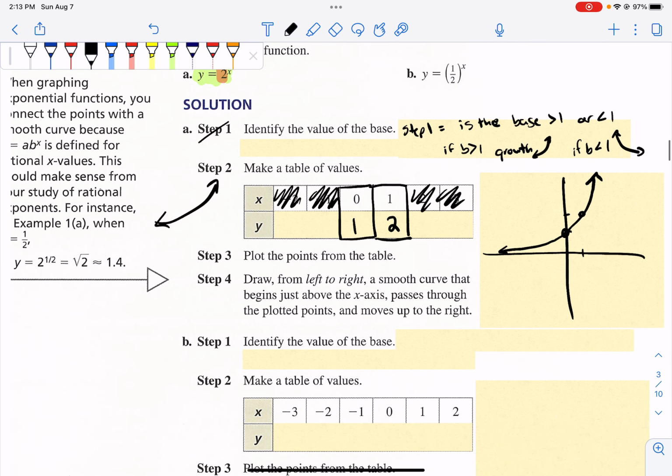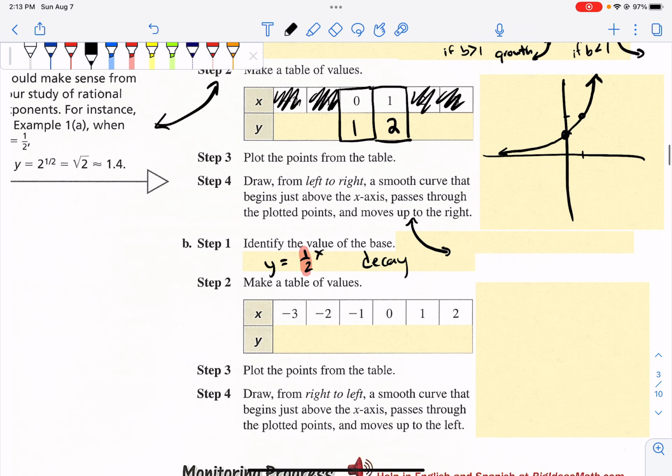Let's do B. So B said y equals (1/2)^x. Okay, step 1. Is the base greater than 1? No. My base value is less than 1. It's a half. So that means this is a decay function, which means it's going to look like this. It's going to get smaller instead of bigger as I go to the right.